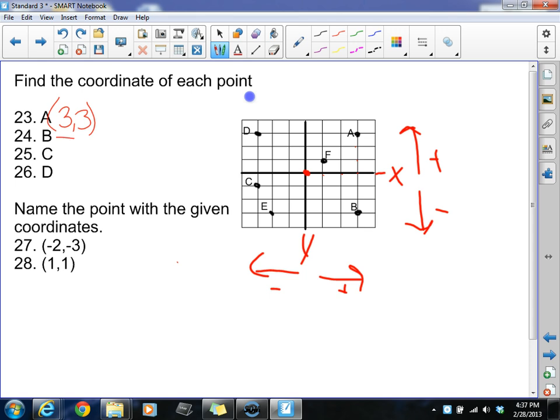Now for B, I'm going to put it over here. For B, I'm going to go down. So I'm going to go 1, 2, 3. Oh, sorry. I have 1, 2, 3 on the x-axis. So it's going to be 3, and then down 3 as well. So for B, I have 3, negative 3.